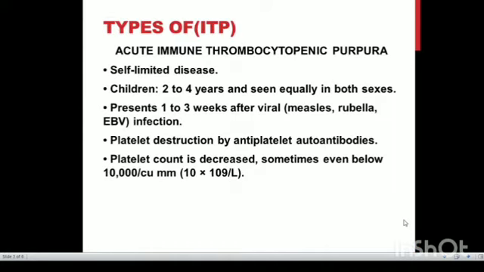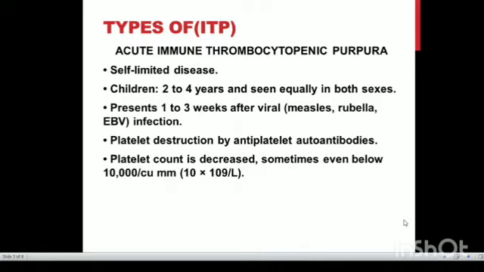So, what are the types of ITP? There are two major subtypes of primary ITP, acute and chronic. Both are autoimmune disorders in which platelet destruction results from the formation of antiplatelet autoantibodies. So, the first one is acute immune thrombocytopenic purpura.